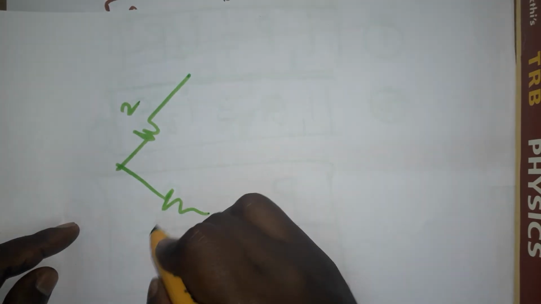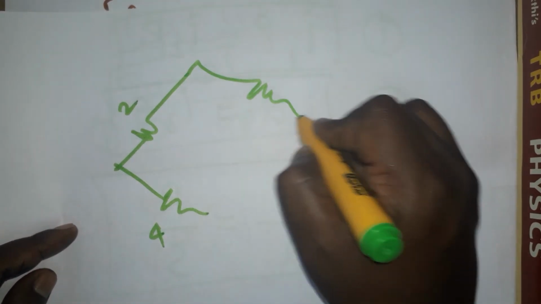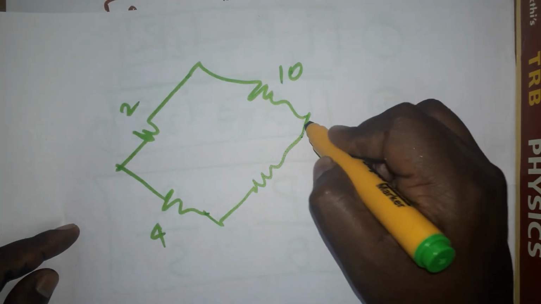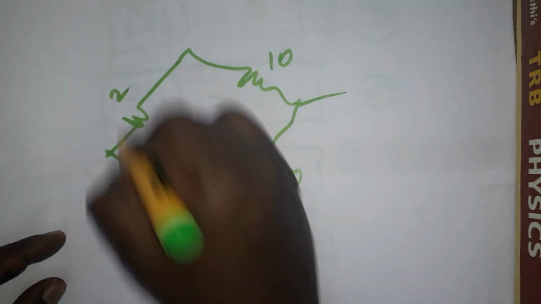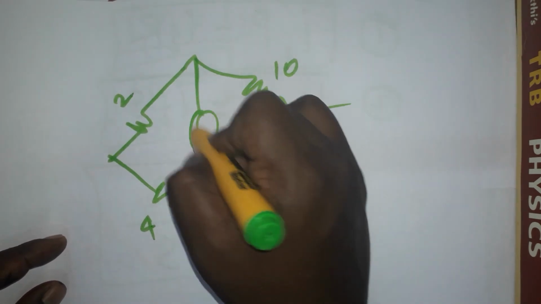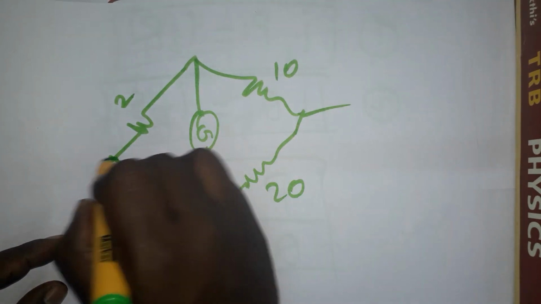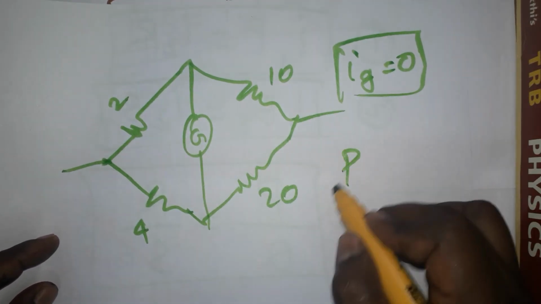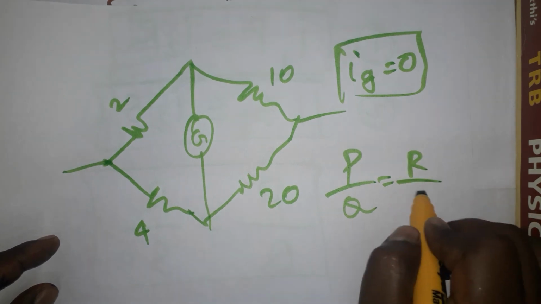So this is the Wheatstone Bridge equation. For example, if the resistances are 2 ohms, 4 ohms, 10 ohms and 20 ohms, this ratio will be balanced. The galvanometer current Ig will be 0, and P by Q will be equal to R by S.